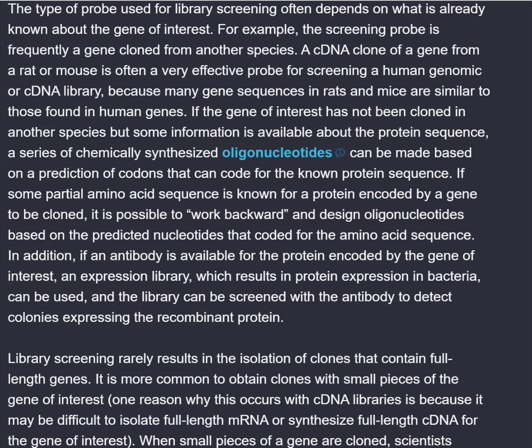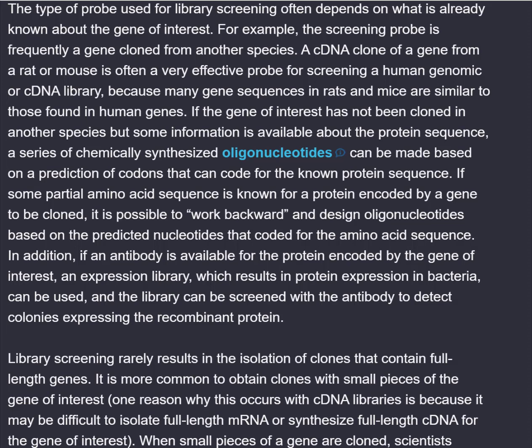The type of probe used for library screening often depends on what is already known about the gene of interest. For example, the screening probe is frequently a gene cloned from another species. A cDNA clone of a gene from a rat or mouse is often a very effective probe for screening a human genomic or cDNA library, because many gene sequences in rats and mice are similar to those found in human genes.